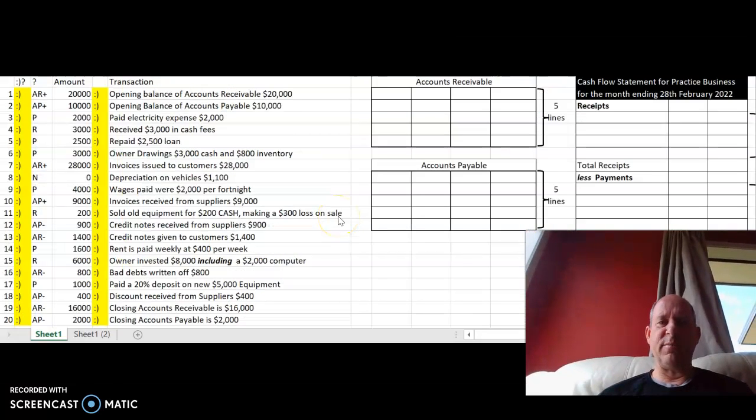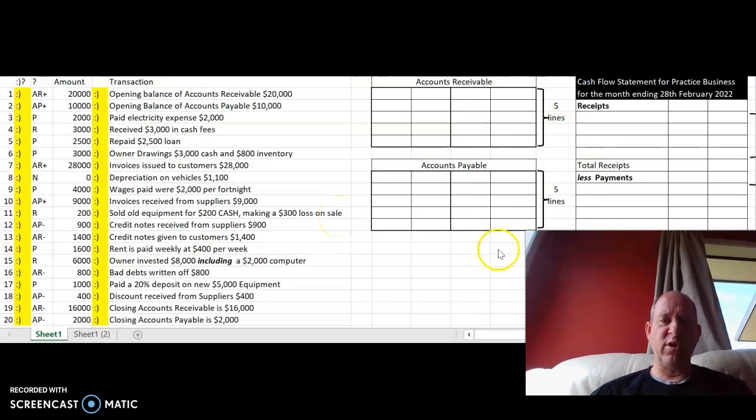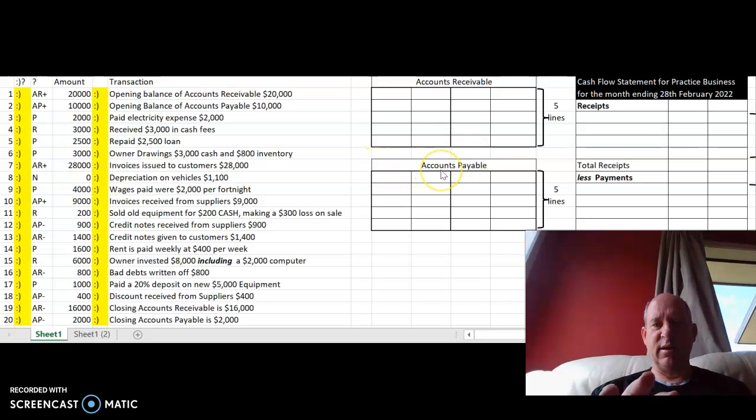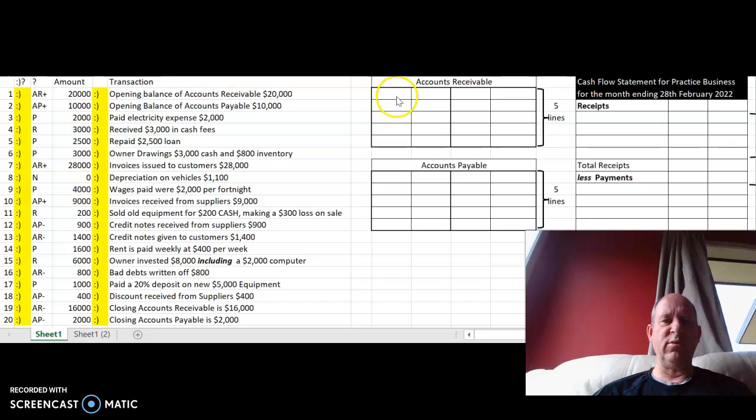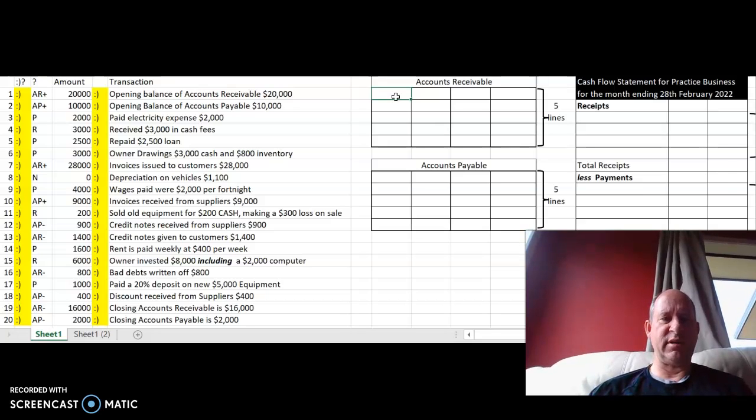Okay, I've just widened my screen so that we can do the workings part. The hard bit's done. Now it's just about putting it into the cash flow statement. So for the accounts receivable, anything on the debit side here is an increase. So we're going to write in all those things that are going to increase. So any AR plus. So we've got the opening balance, and we can abbreviate for these ones. We've got the invoices.